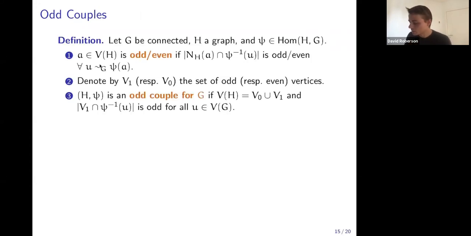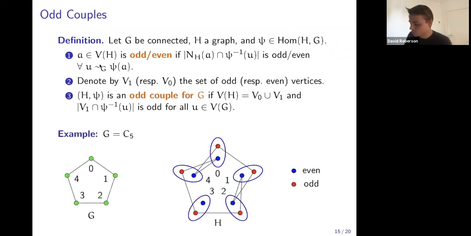It's sort of a strange definition. It's better to just look at the picture, I think. So take G to be some connected graph. H is any graph. And we have some homomorphism psi from H to G. Then we're going to say that a vertex in H is odd if this set is odd for all something.